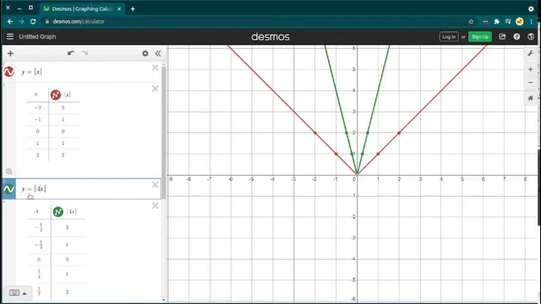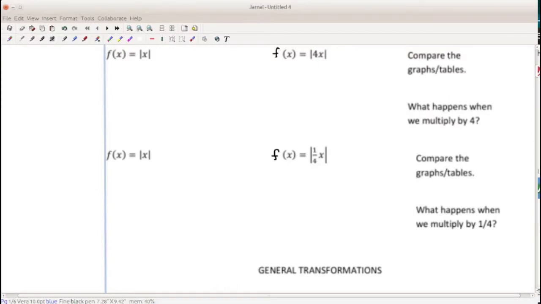So just like yesterday's horizontal shifts were a little bit opposite, a little bit backwards, our compressions and expansions in the horizontal direction are also going to be a bit opposite, a bit backwards. So what happens when we multiply by 4? We actually get a horizontal compression by 1/4. Think of it as a fraction of 4/1. Flip it over, we get a horizontal compression by 1/4. Everything gets squished in towards the y-axis.